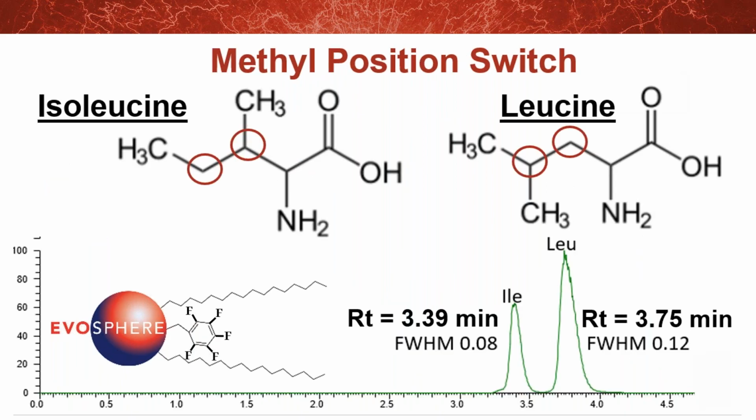The crowd pleaser, as Ed likes to say, is isoleucine and leucine. We're able to separate them, baseline separation, and that's just the methyl position switch, and that's coming from the C18PFP. If you look on the isoleucine peak in the front, you're starting to see allo-isoleucine and nor-isoleucine pop out, and we have some other data later when we drop the particle size to 1.7.